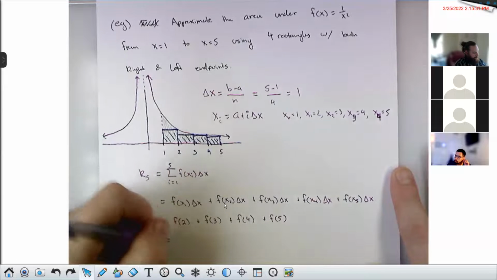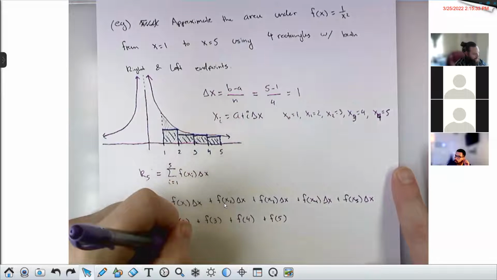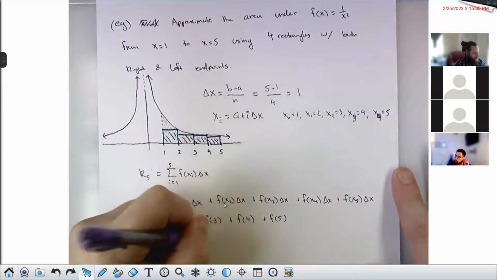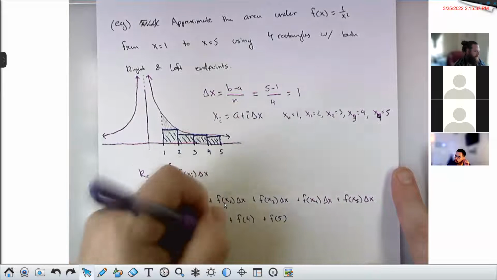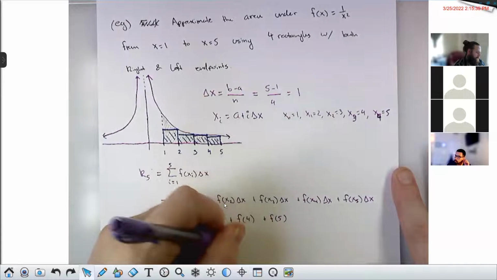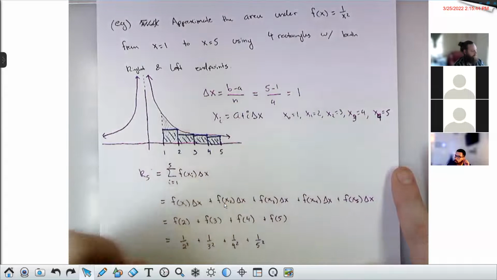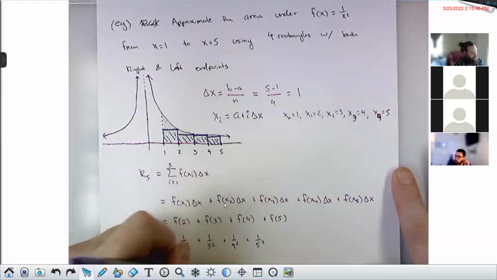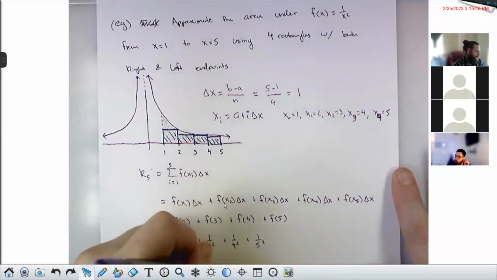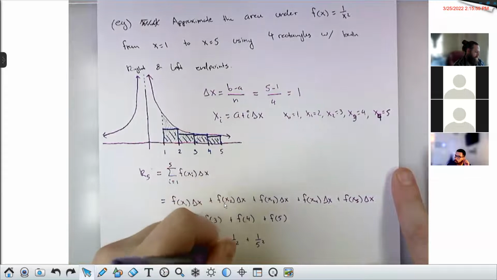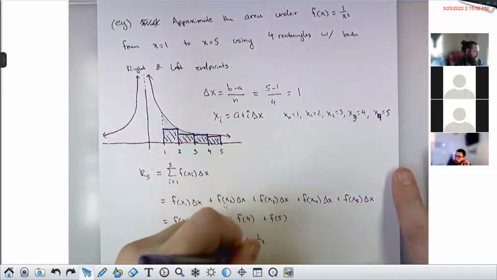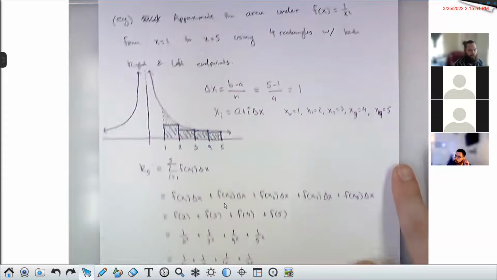And then f of 2 is 1 over 2 squared. F of 3 is 1 over 3 squared. F of 4 is 1 over 4 squared, and f of 5 is 1 over 5 squared. So we get 1/4 plus 1/9 plus 1/16 plus 1/25.